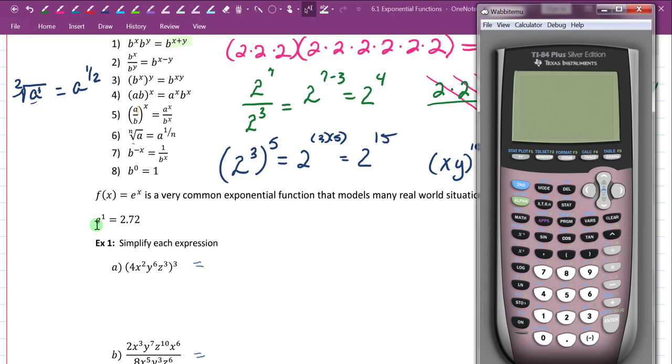And look at your calculator for the exponential function. On mine, it is right here. It's in blue right here. So I'm going to have to hit second and then this button here to get my e to come up. And then I'm going to put in a 1 and I'm going to hit enter. And you can see that equals 2.71828 and so on.